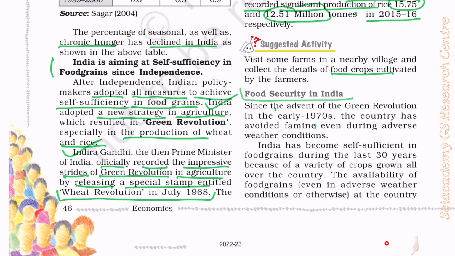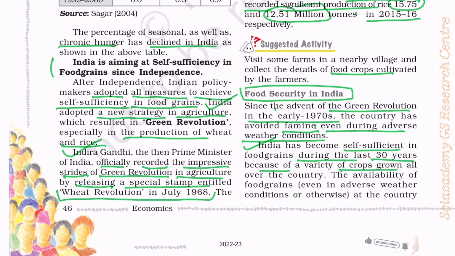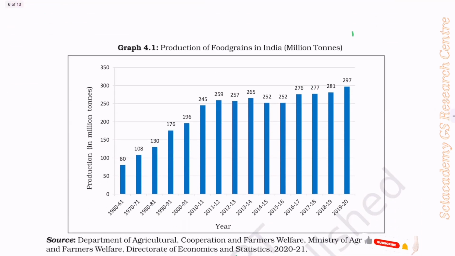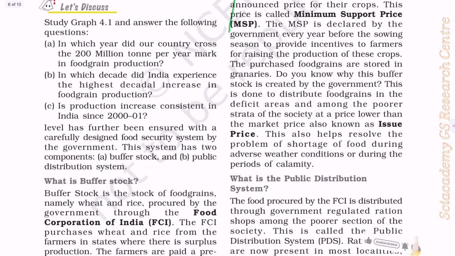Food security in India. Since the advent of the Green Revolution in the early 1970s, the country has avoided famine even during adverse weather conditions. India has become self-sufficient in food grains during the last 30 years because of a variety of crops grown all over the country. The availability of food grains, even in adverse weather conditions or otherwise, at the country level has further been ensured with a carefully designed food security system by the government.